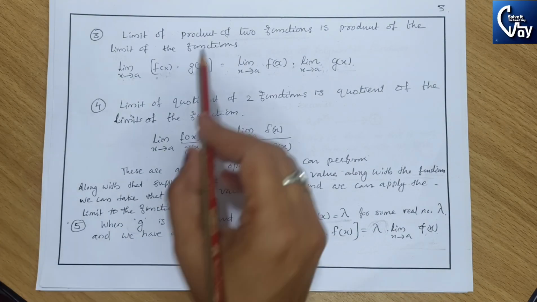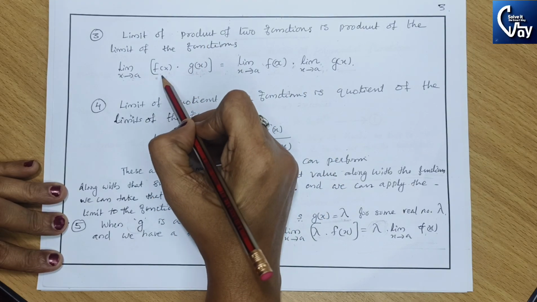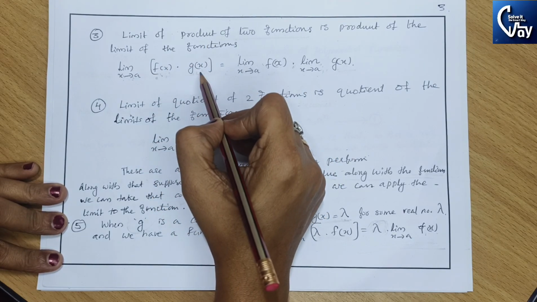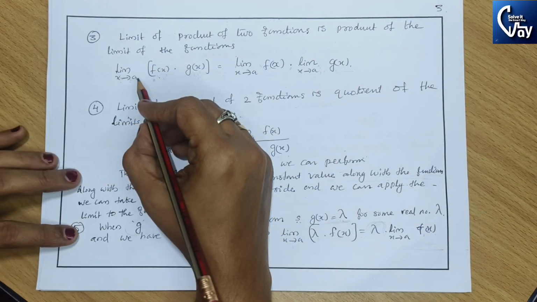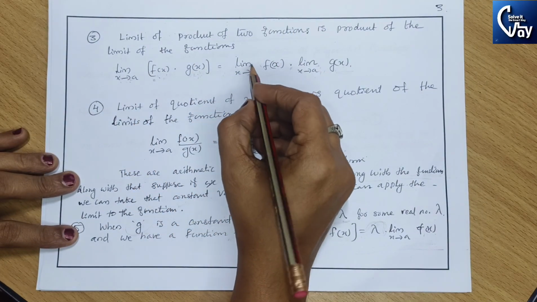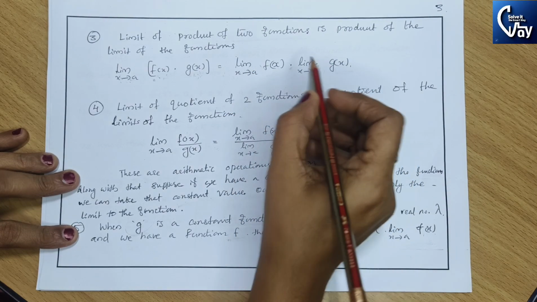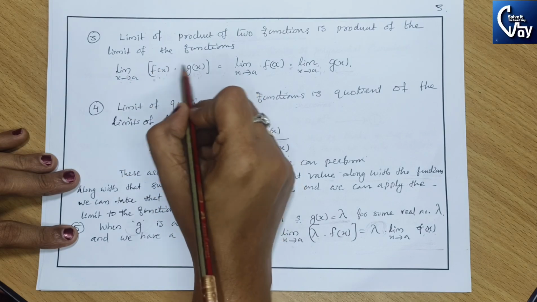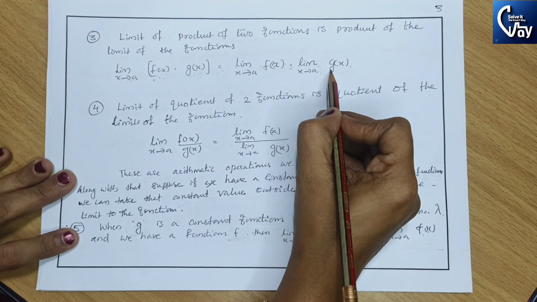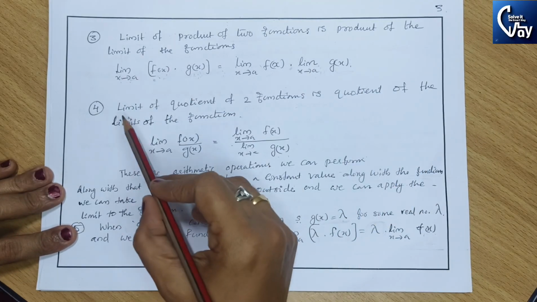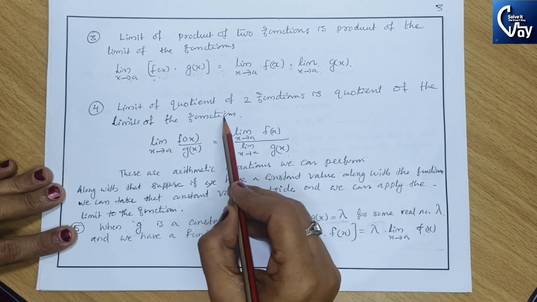Now, the limit of the product of two functions is the product of the limits of the functions. Here, f of x and g of x are the two functions. Limit x approaching a of f of x into g of x is equal to limit x approaching a of f of x into limit x approaching a of g of x. The limit of a product of two functions is equal to the product of the limits of the two functions. Clear?